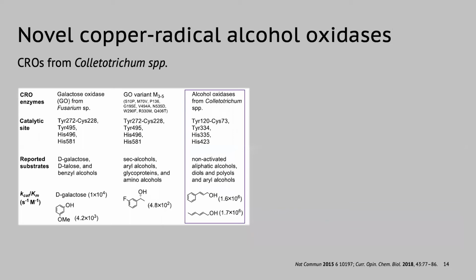So there's always research for novel copper radical oxidases, of course, and genome mining has become a routine for efficient enzyme hunting. Through this method, new alcohol oxidases were also discovered. Through the analysis of this fungal genome, you see here, 2 new copper radical alcohol oxidases were identified and then investigated. And you see that they show a really similar catalytic site compared to the wild-type galactose oxidase and this variant M35 I talked about.